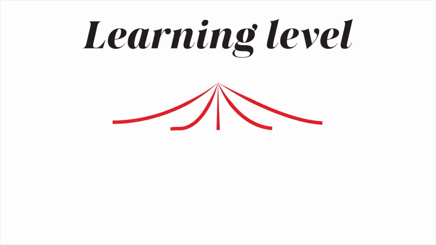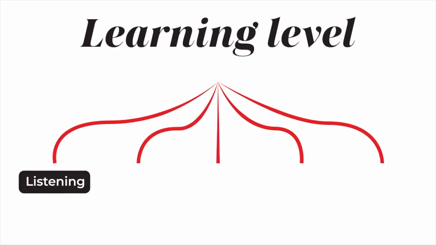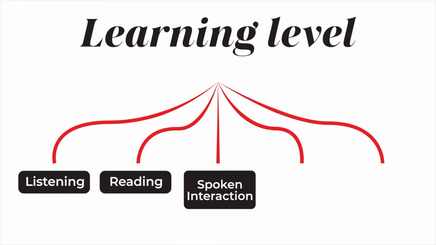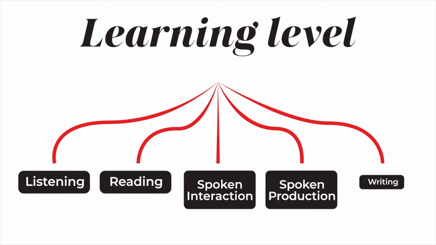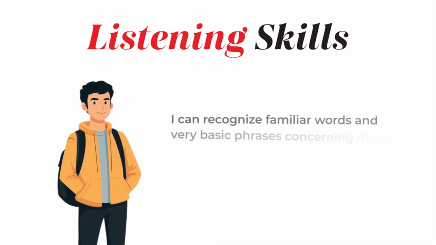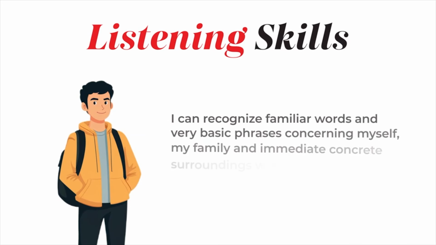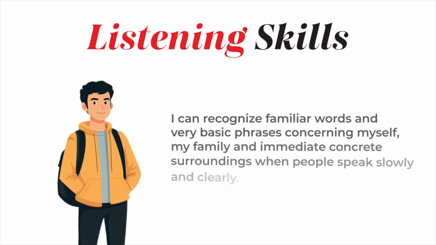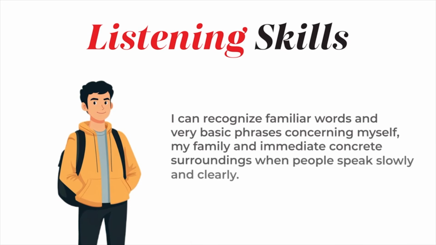Each level is broken up into 5 parts: listening, reading, spoken interaction, spoken production, and writing. For this part of the video, I'll read the official description from the CEFR and then add more information if I think it will help you understand better. Listening: I can recognize familiar words and very basic phrases concerning myself, my family, and immediate concrete surroundings when people speak slowly and clearly. Pretty straightforward.